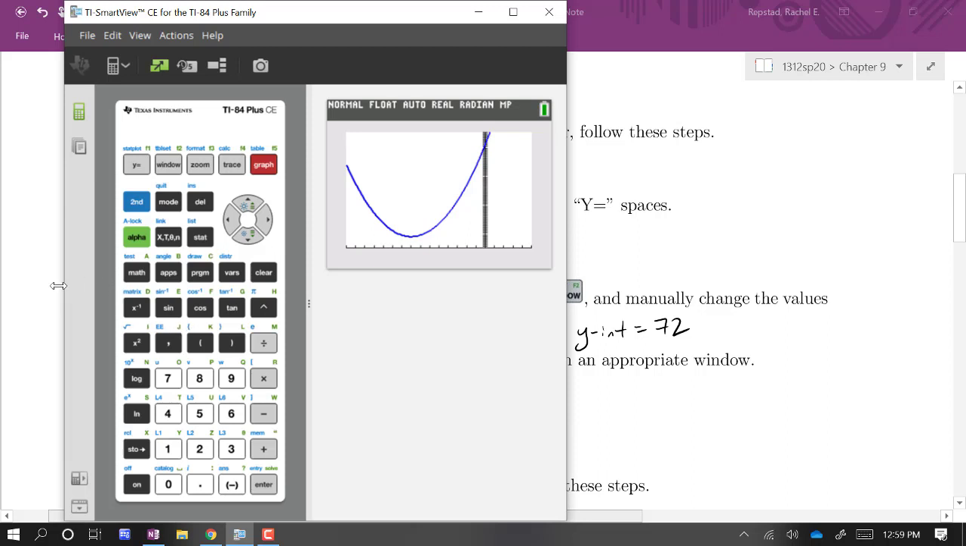Sometimes I have to make several adjustments before I'm looking at a nice view of what this function does.